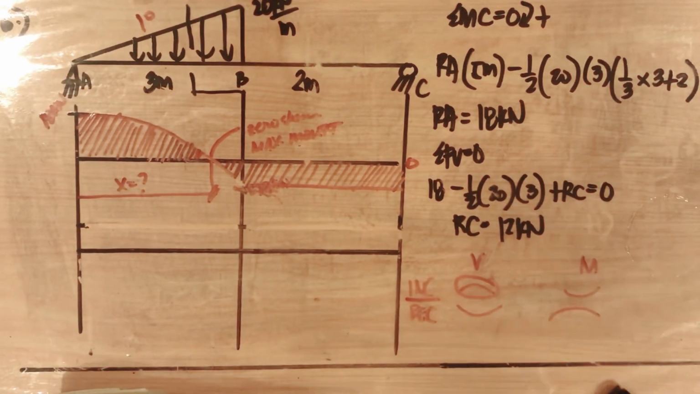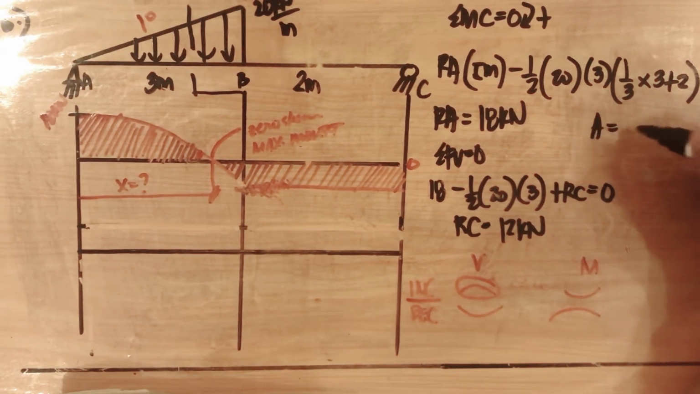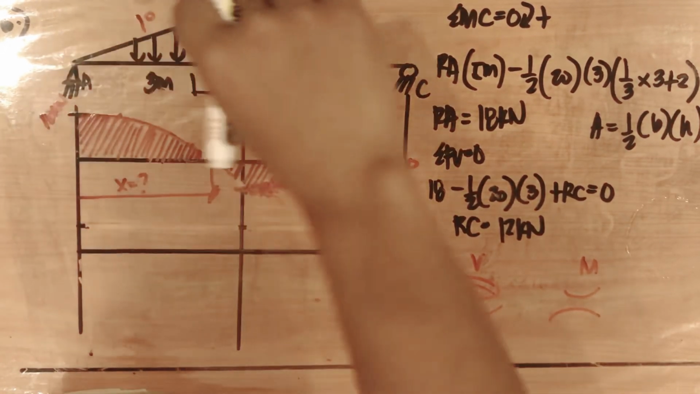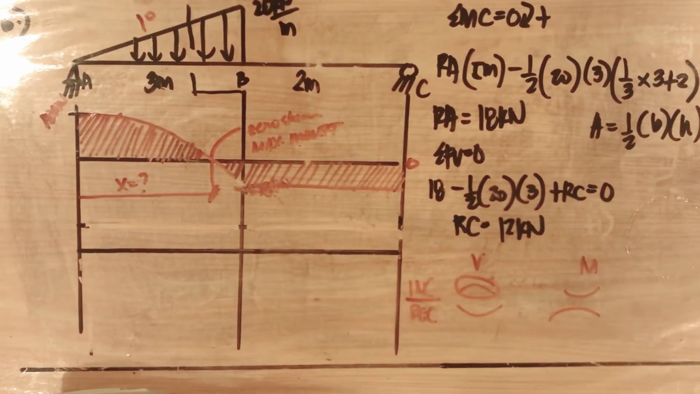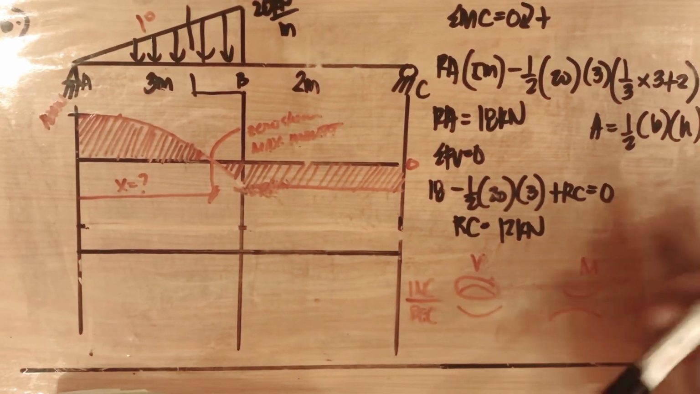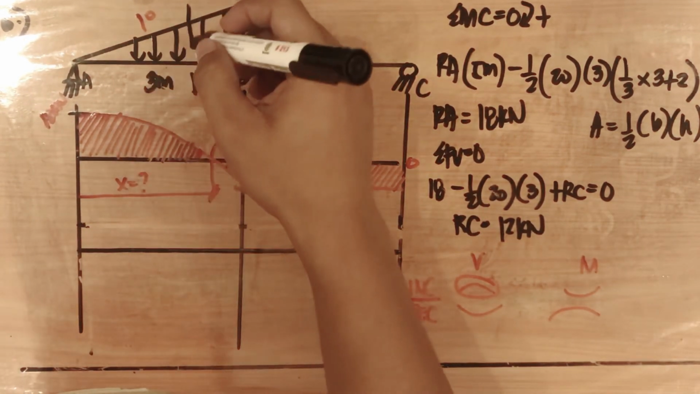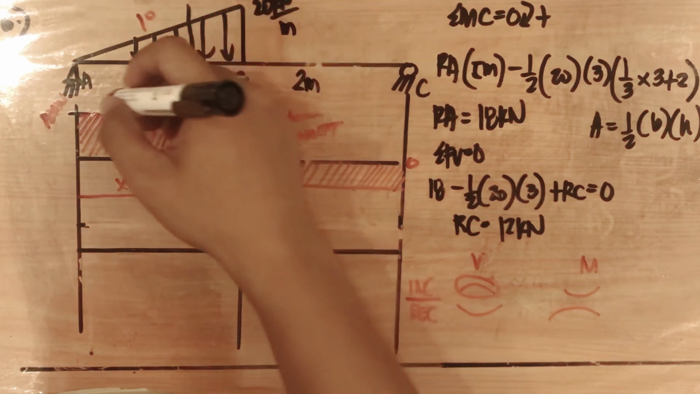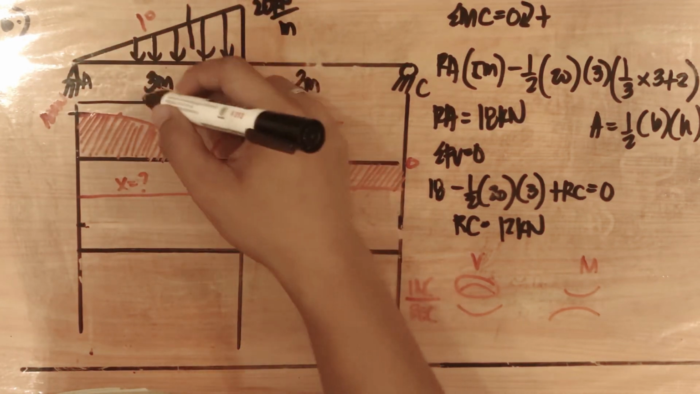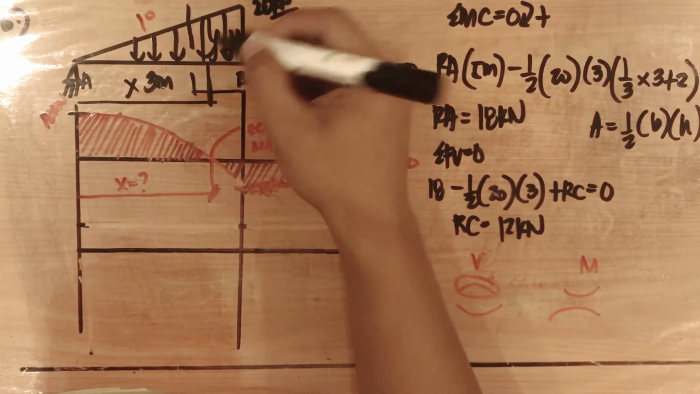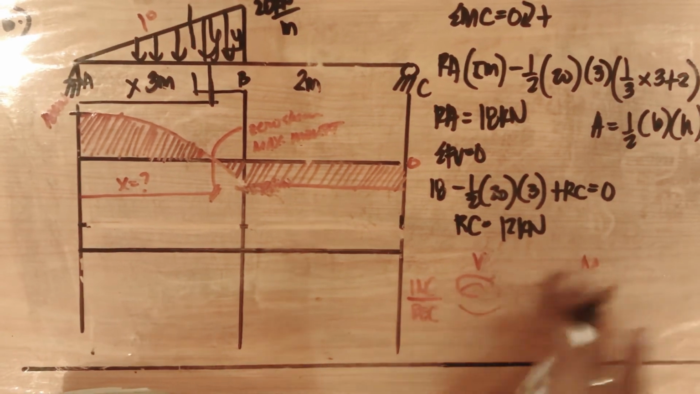How can we determine it? Based on geometry, the area of a triangle is equivalent to 1/2 base times height. The base is the distance and the height is the load. Since that is a triangle, it means we will have a separate smaller triangle. This is x, and let's call this height y. So, this is what happens there.